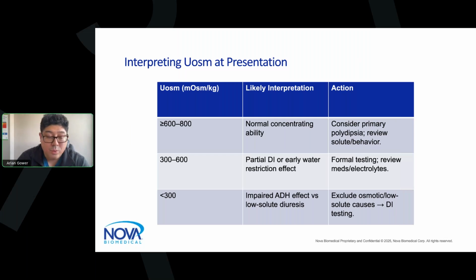Again, in the hospital setting, a solute diuresis should be ruled out as well. And finally, there's this middle ground where the urine osmolarity is between 300 and 600 milliosmoles per liter. In these particular patients, a partial DI could be considered as well. Next slide.